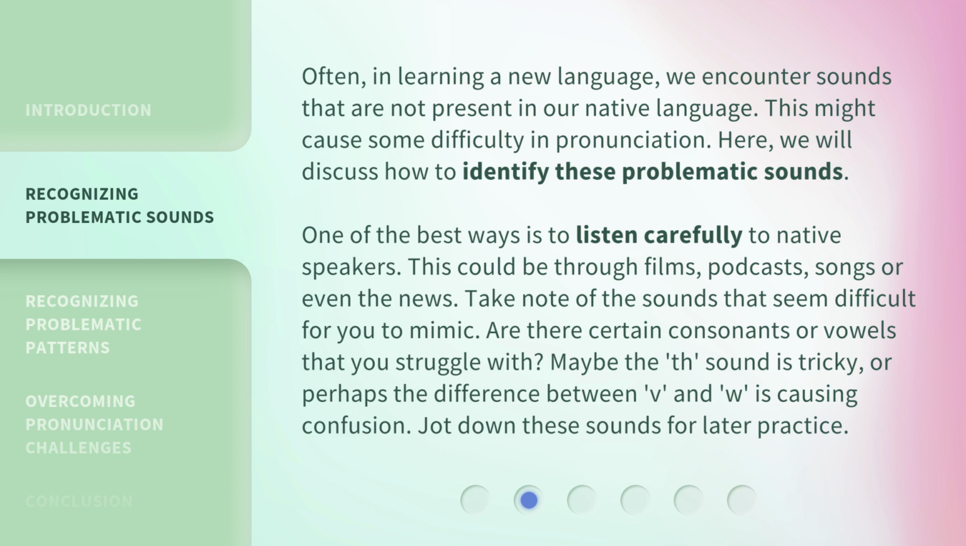One of the best ways is to listen carefully to native speakers. This could be through films, podcasts, songs, or even the news. Take note of the sounds that seem difficult for you to mimic. Are there certain consonants or vowels that you struggle with? Maybe the TH sound is tricky, or perhaps the difference between V and W is causing confusion. Jot down these sounds for later practice.